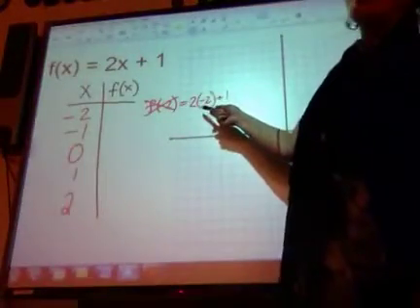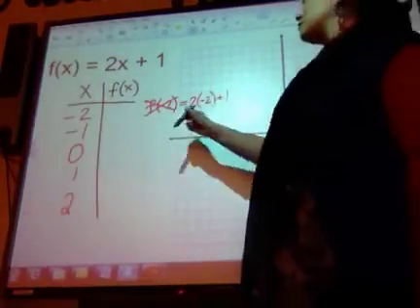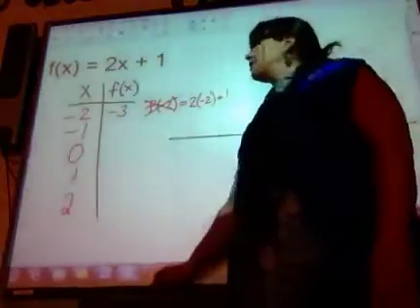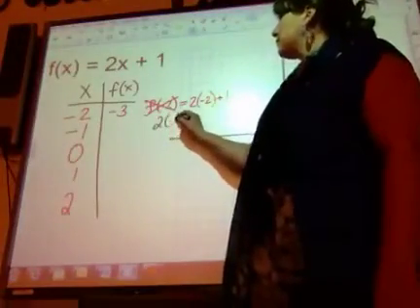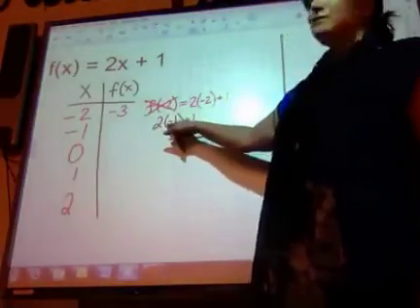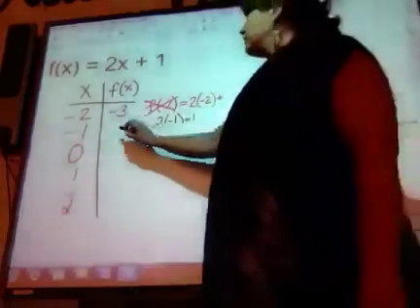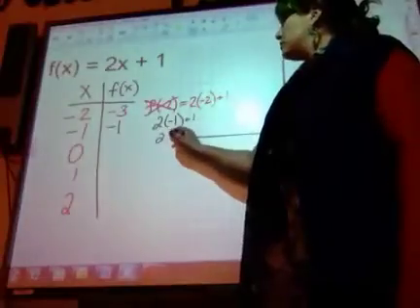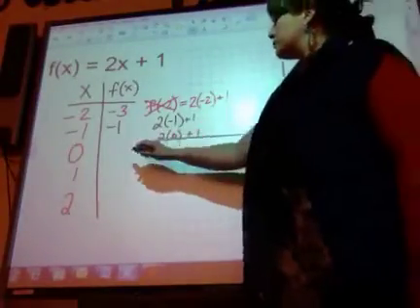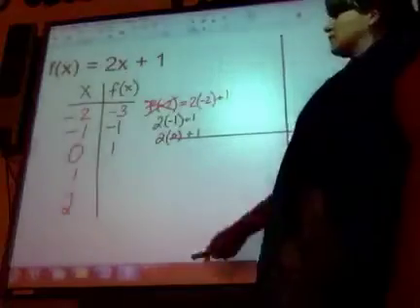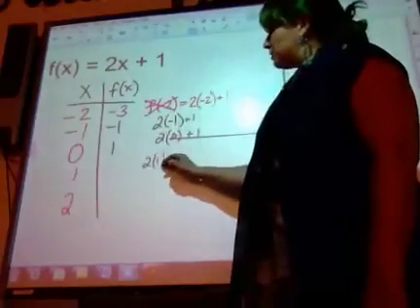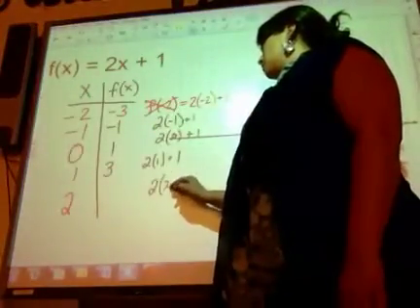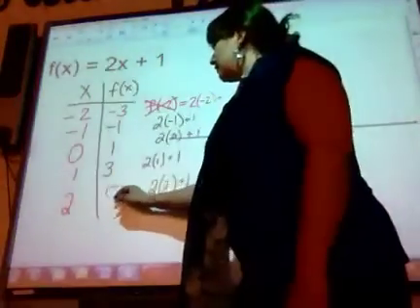We just do 2 times -2 is -4. -4 plus 1 is -3. Then we move on to the next one, and we'll do 2 times -1 is -2. -2 plus 1 is -1. Now I'm going to do 0, so 2 times 0 is 0 plus 1 is +1. Then I do a 1. 2 times 1 is 2, plus 1 is 3. 2 times 2 is 4, plus 1 is 5.